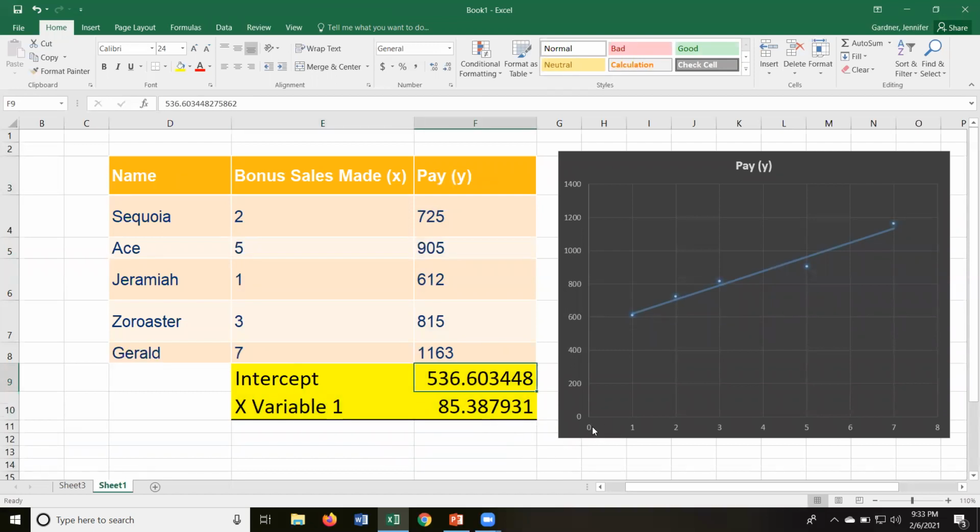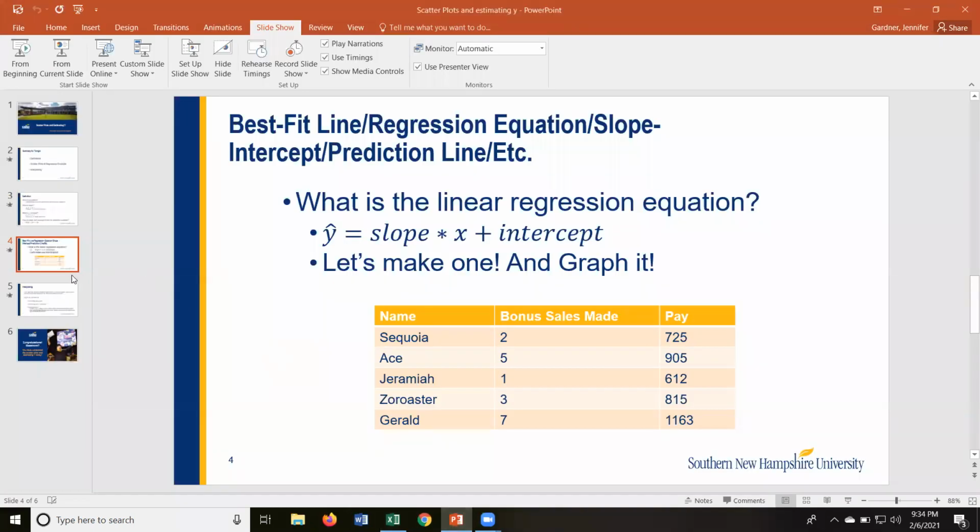So when x is 0 right here, we look up, and if this line kept going, it would intersect at 536 right here. Good, that's the starting place of our line. And then the slope is 85.38. So for every one increase, it's going up by 85.38. So from 1 to 2, 1 being here, 2 being here, it went up on this line about 85, exactly 85.387931. So every time we go over, it's increasing by that slope. And we're going to use these numbers and really dive into what it means now.